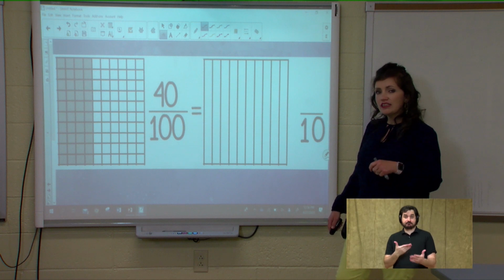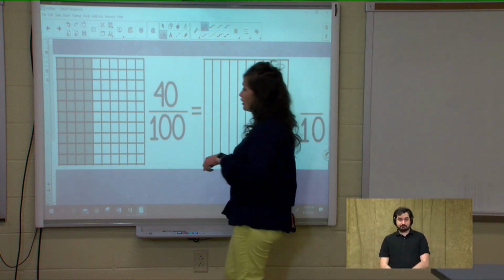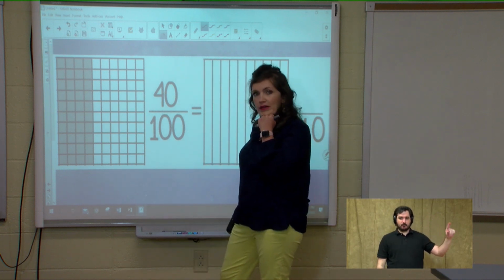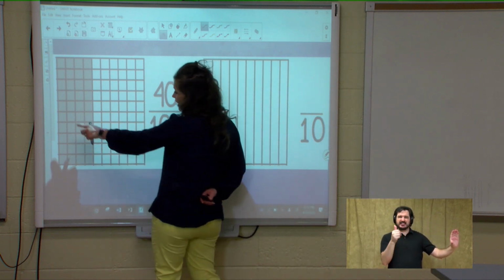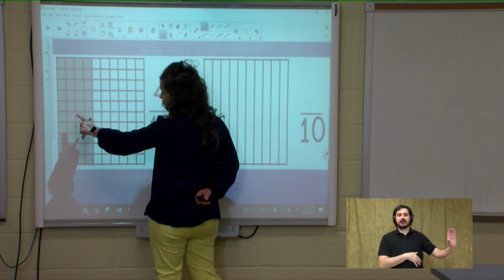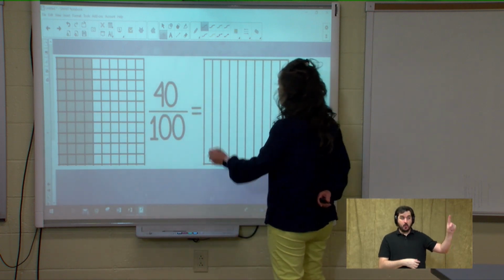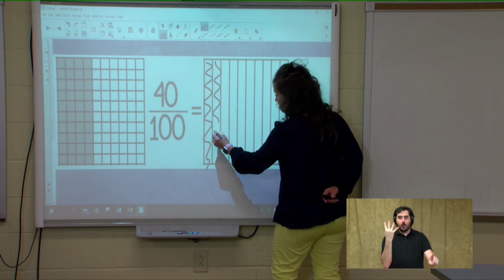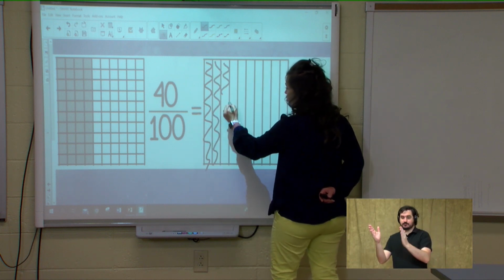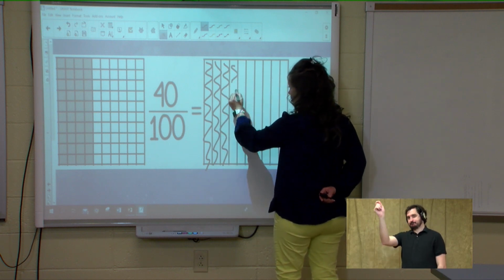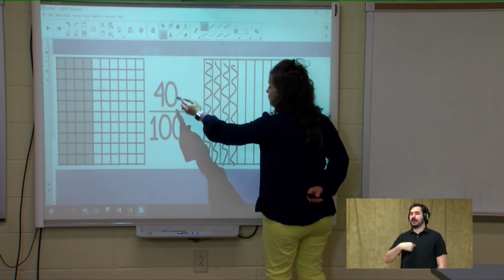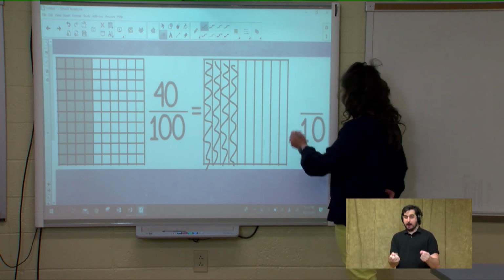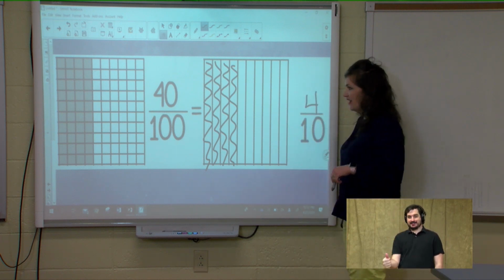All right, let's look at this one. Over here, we have 40 hundredths shaded. Well, how many tenths would that be? Well, let's see. How many columns do we have shaded? We have 4 columns shaded. So we would shade 4 columns over here, 4 tenths. So I know that 40 hundredths is equivalent to how many tenths? 4 tenths. Very good.